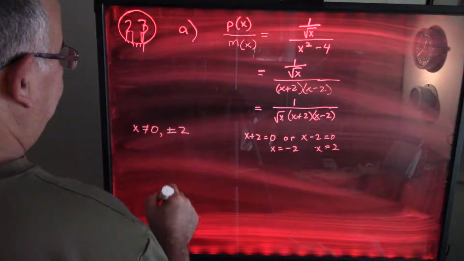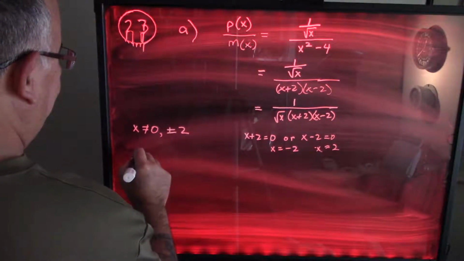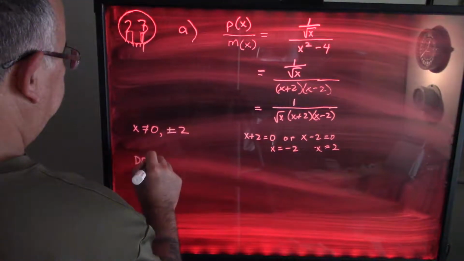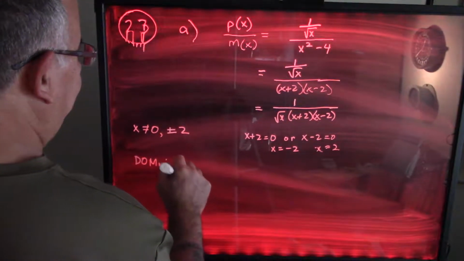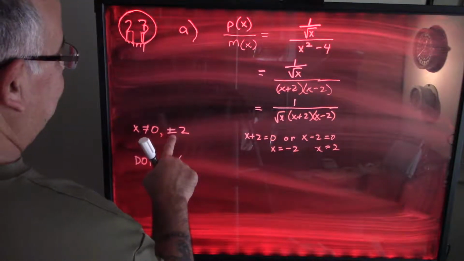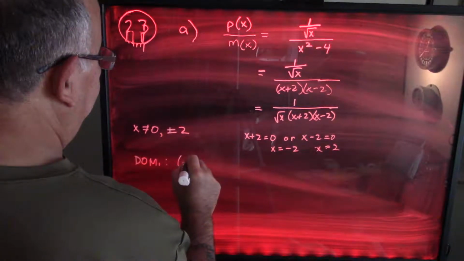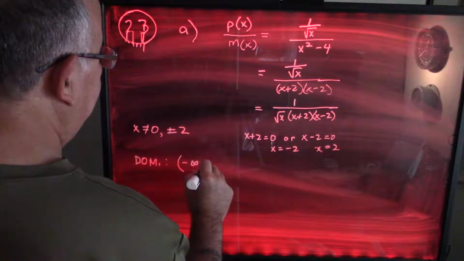So writing this as an interval, the domain is going to be, let's see, the first one coming up from left to right is negative 2. So negative infinity to negative 2.